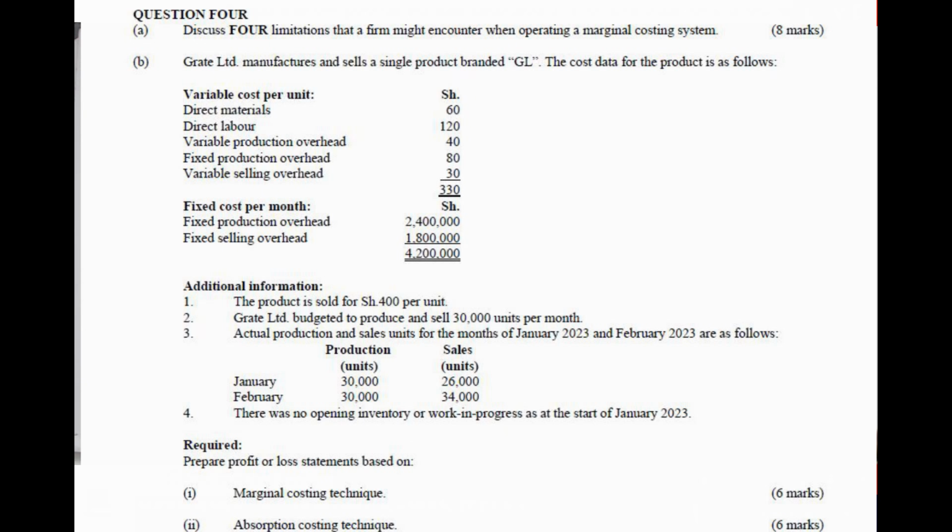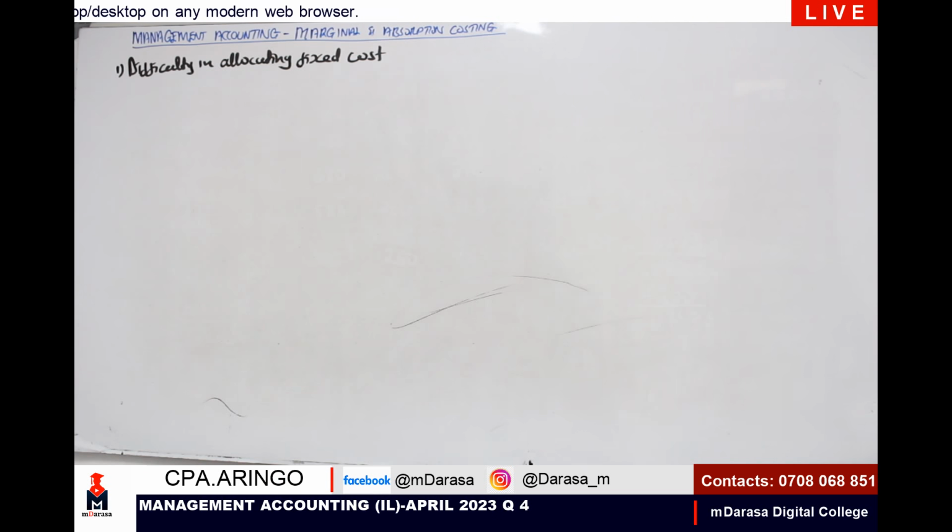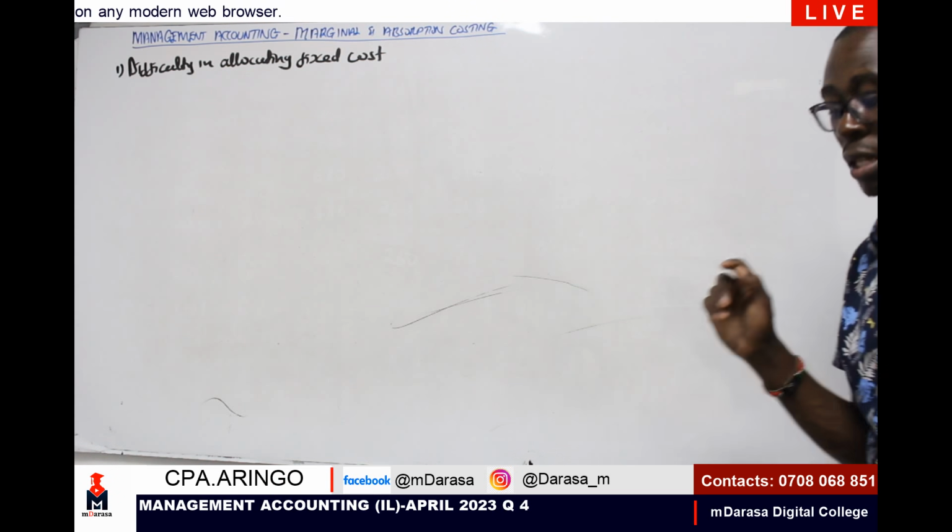So number one limitation of marginal costing is difficulty in allocating the fixed cost. That is always a very big issue. Number one, we are seeing difficulty in allocating fixed costs. I'm going to explain this when you're talking about limitations of marginal costing. So number one limitation, you're talking about difficulty in allocating the fixed cost.